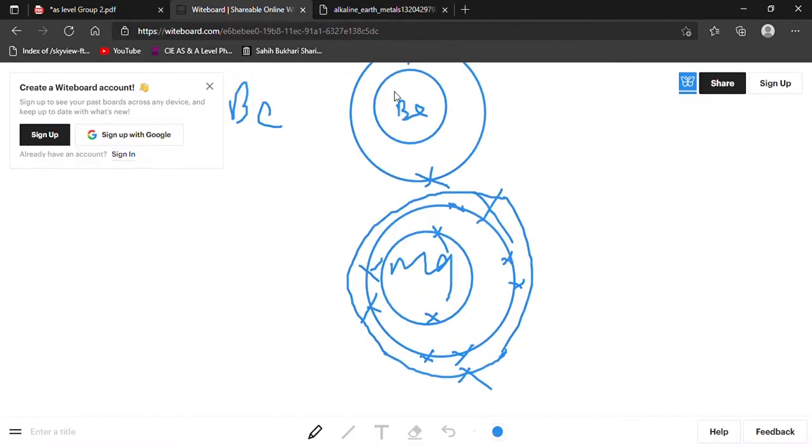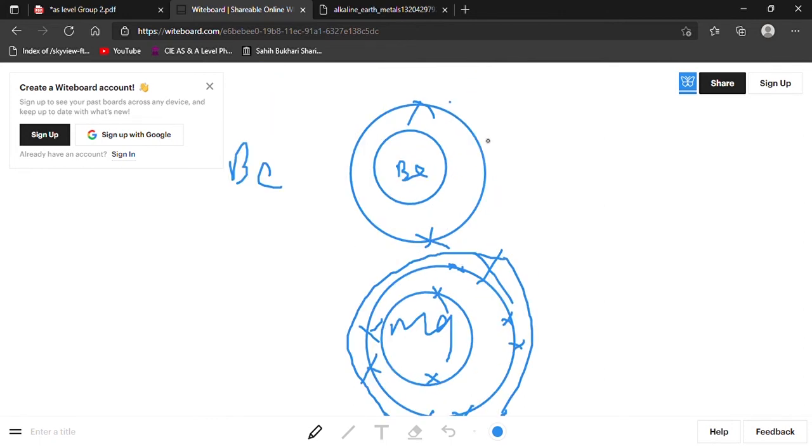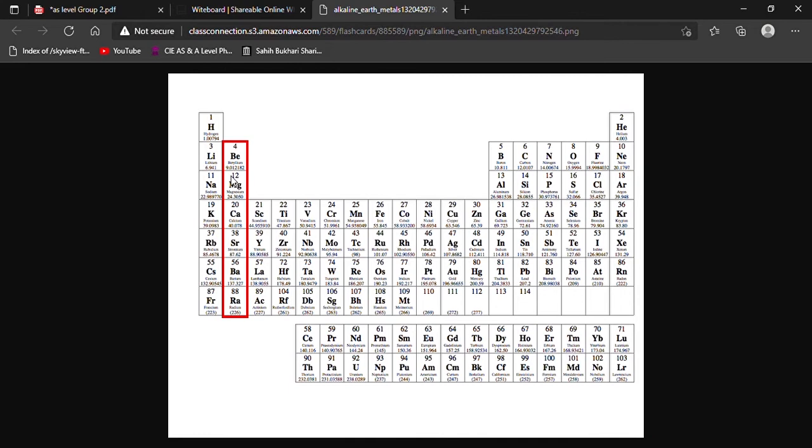If you look at the trend of the number of shells increasing, as the shells increase, the distance from the nucleus to the outer electrons also increases, and so the nuclear attraction decreases between the outer electrons and the nucleus. So they are less attracted to the positive nucleus. These electrons are negatively charged and the nucleus is positive, so the attraction decreases and the outer shell electrons are more likely to leave. Thus the reactivity down the group increases.